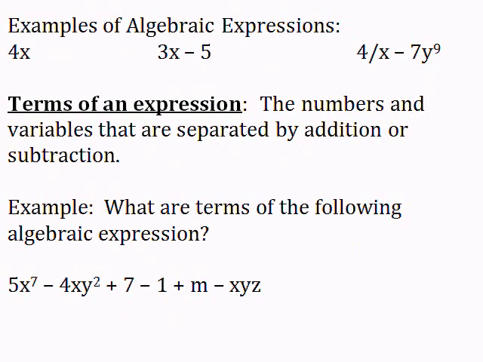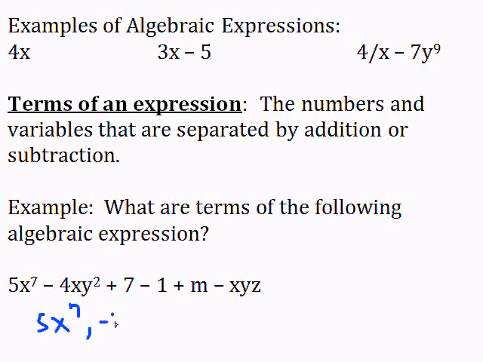The terms of an expression are the numbers and variables that are separated by addition or subtraction. So what's important to note is that the terms are separated by only addition or subtraction. What are the terms of the following algebraic expression? So we take a look at it, and every single term that's separated by addition or subtraction is a term. So 5x to the seventh is a term. I'm going to put a comma to separate them.